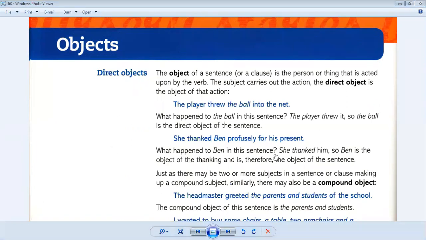Now, what I want you to do, try and write a sentence that simply has a direct object. Try and write now a sentence that has a direct object. You have 1 minute of thinking and writing.